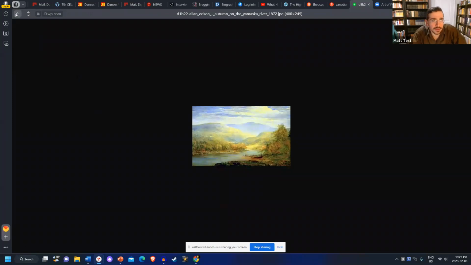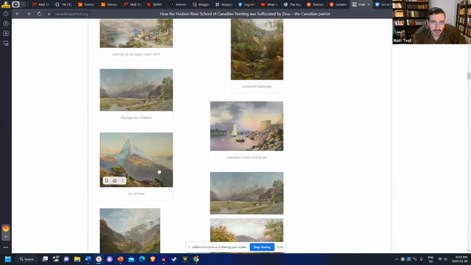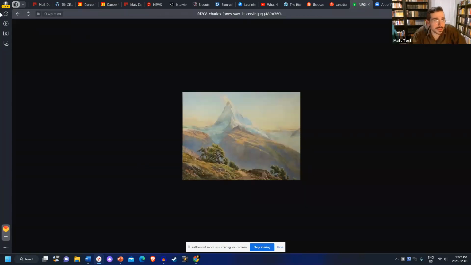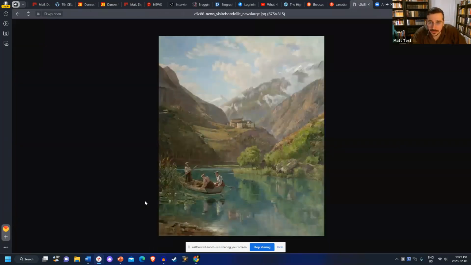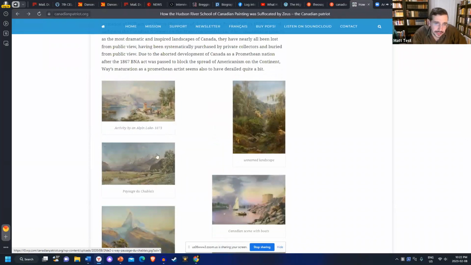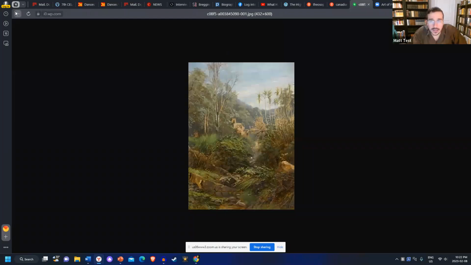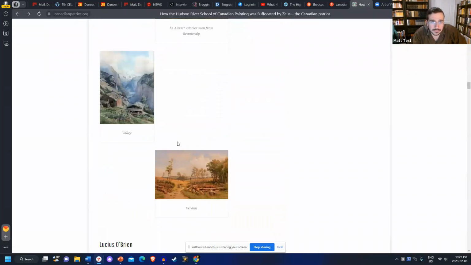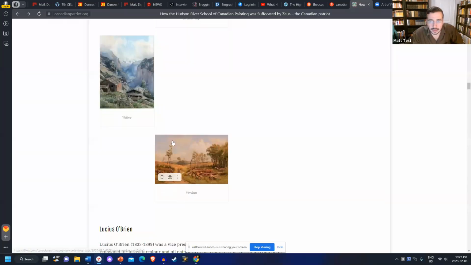Autumn on the Yamaska River. C.J. Way is another one who's producing these incredible pieces of work with his own style. Again, very grand pieces are being delivered. So yeah, C.J. Way, super good there. It's essentially a northern branch of the Hudson River School, with untamed landscape cropping up. Here's another one, The Valley. Again, it's a watercolor painting, but very grandiose. I think it's British Columbia.